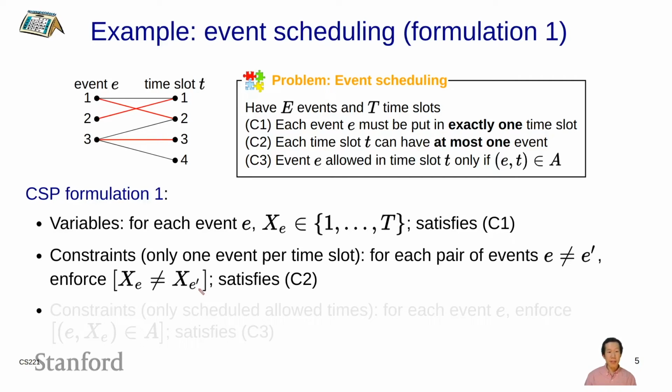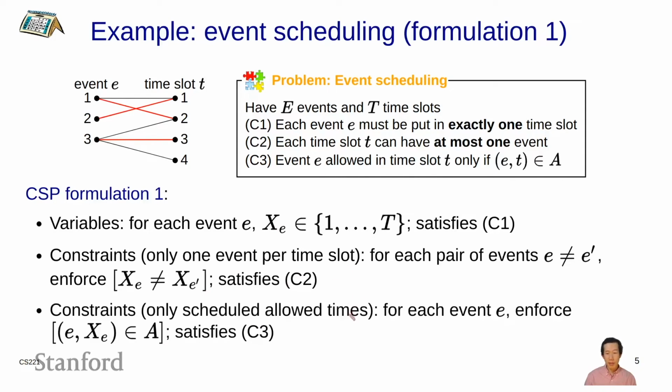Okay, so now what about C3? So each event must be only allowed in certain time slots. So here, again, I'm going to look at each possible event, and I'm simply going to enforce that whatever time slot event E was assigned, that's denoted x_e, that pair is in the set of allowed event, time slot pairs. And that's enough to satisfy condition 3. Okay, so that's the first formulation of a CSP.